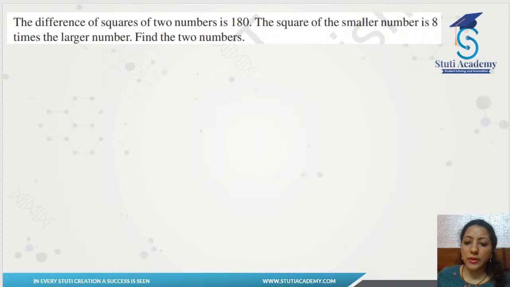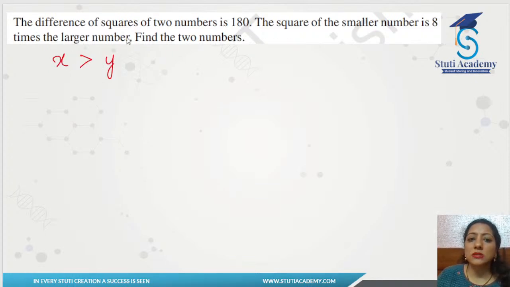Now coming to the first question: the difference of squares of two numbers is 180. The square of the smaller number is 8 times the larger number. Find the two numbers. Now here we have two numbers. Let us take the numbers as x and y, and let us take x to be greater than y. So we are ourselves taking x as the bigger number and y as the smaller number.